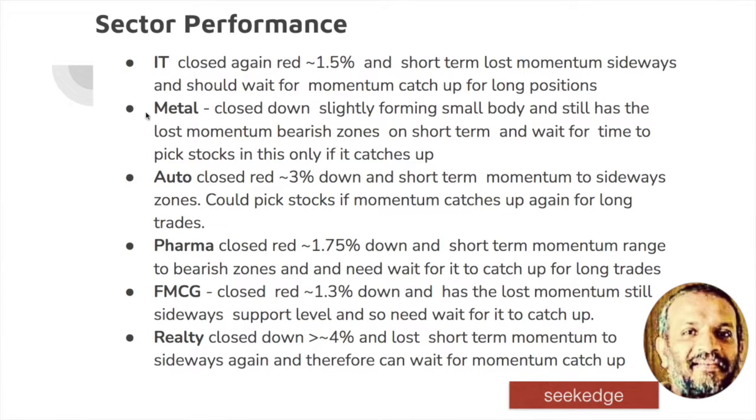All sectors fell today. You can see IT closed 0.5% down, momentum is sideways. Metal goes down, momentum is in bear zones. Auto goes 3% down, momentum is sideways. Pharma closed 1.75% down, momentum is in bearish zones. FMCG is 1.3% down, momentum is sideways. Realty 4% down and lost momentum to sideways.